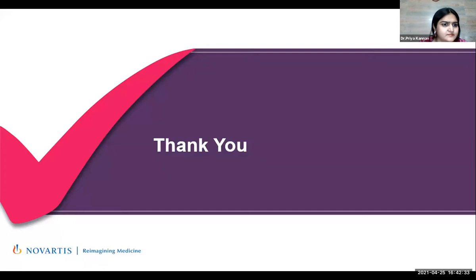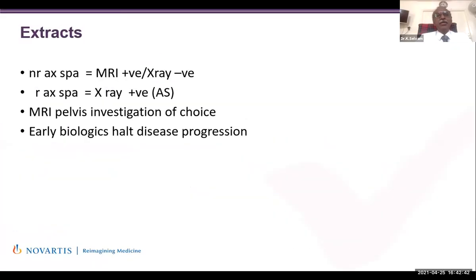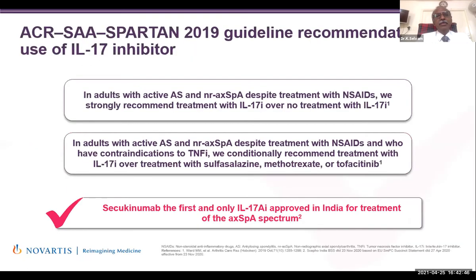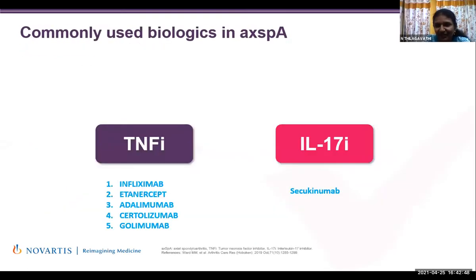Ma'am, thank you very much for that enlightening talk. Regarding the MRI changes in the sacroiliac joint, do we confine it only to one side, or if it is on both sides, can it still be accepted as one of the criteria? Yes, sir, both sides. Sacroiliitis can be on both sides, sacral edema as well as iliac edema, sir.